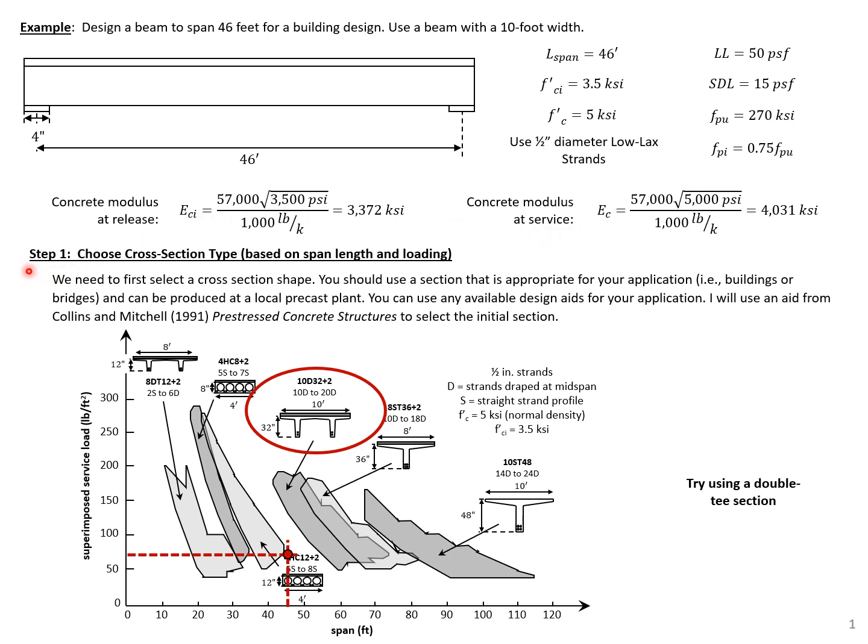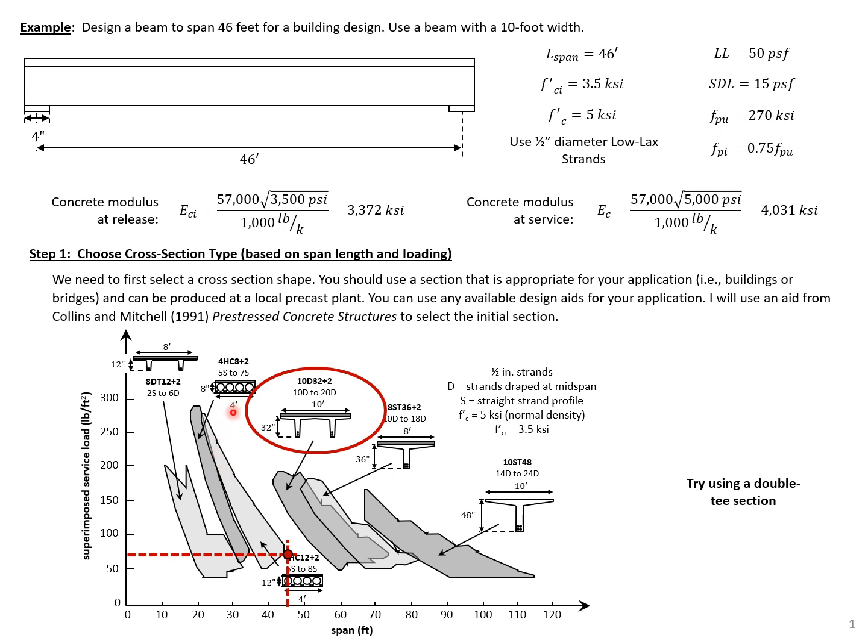Our first step is to choose a cross-section that is appropriate for our span length and given loading. There are a number of different design aids that we can use. I'm giving us one from Collins and Mitchell, where we have our superimposed service load on the y-axis and the span length on the x. And this just helps us to know what kind of cross-section we would need.